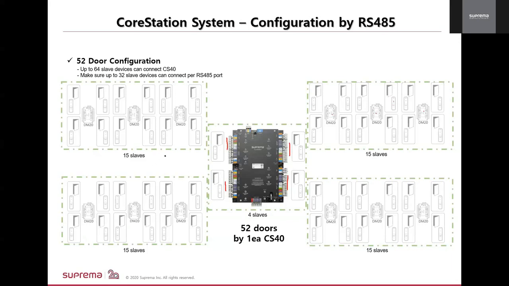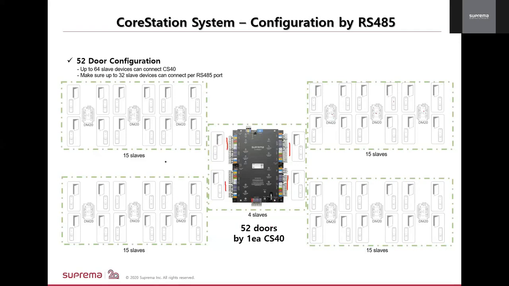All right, so I'll repeat that one more time so everyone's clear. So with a CoreStation, it can support up to 64 slave devices. So it does consider the DM20 and the readers as slave units. Don't just count 64 readers and then ignore the DM20. It's very key that you count the DM20 as well as the slave reader. And the amount of doors that you could basically support is 52 doors for one CS40 CoreStation.